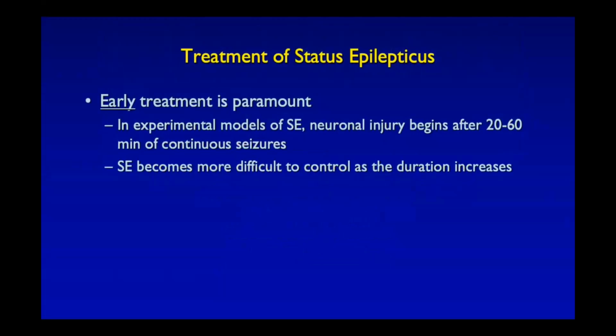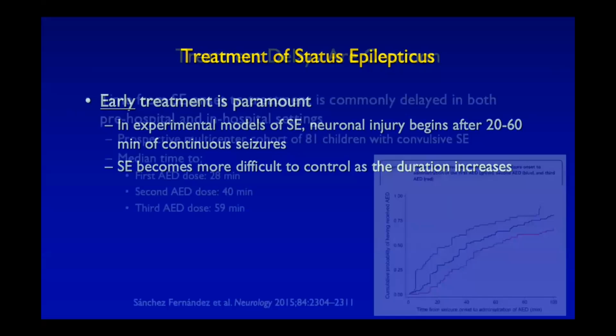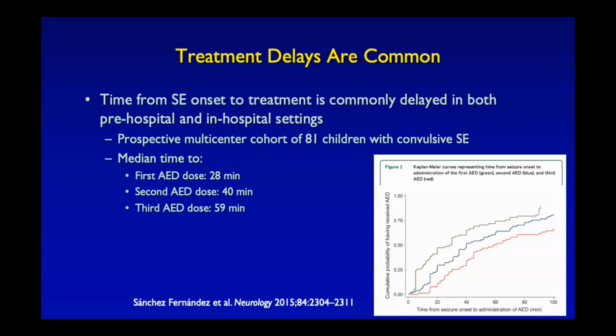We all know that early treatment of status epilepticus is paramount. In experimental models of status, neuronal injury begins after 20 to 60 minutes of continuous seizures. And we know that status epilepticus becomes more difficult to control as the duration of seizures increases. However, treatment delays are common. The time from status epilepticus onset to treatment is commonly delayed in both pre-hospital and in-hospital settings.